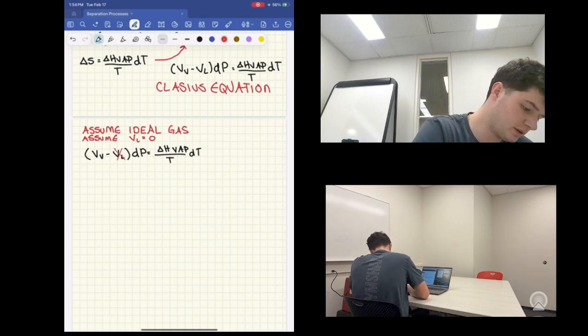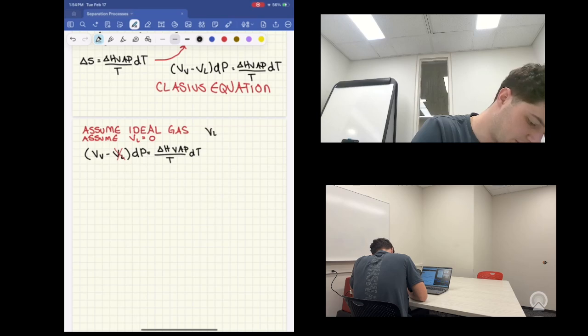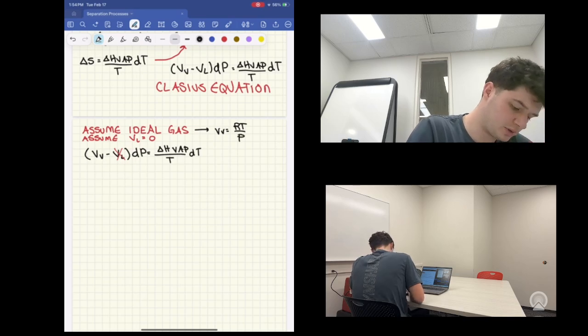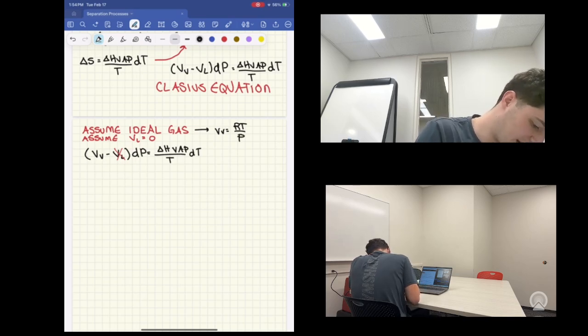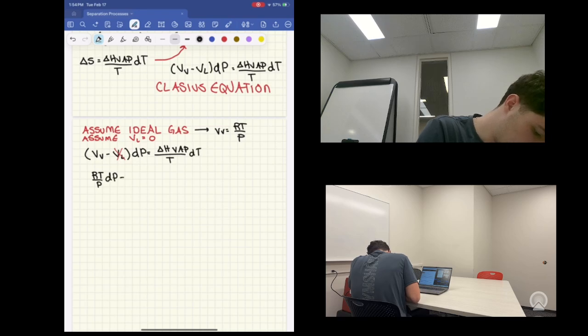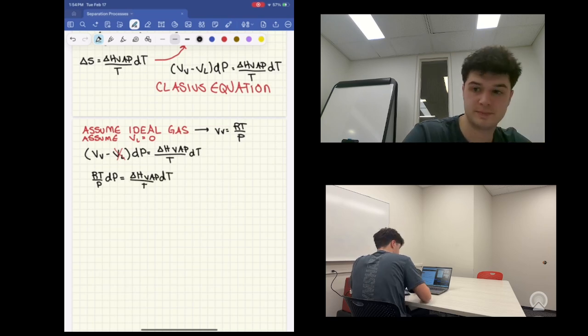Now, secondly, since this is an ideal gas, we are able to know that V is equal to RT over P. Now, once we substitute all of this in, we will arrive at our next equation, which is RT over P dP equals H vaporization over T dT.